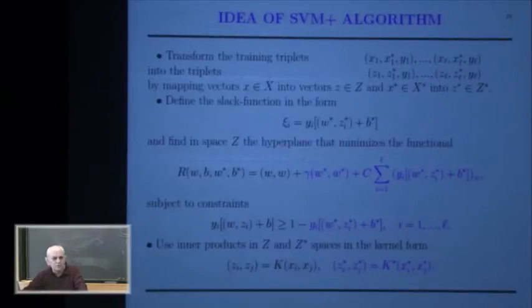Well, now I would like to introduce the idea of the SVM plus algorithm, which has the idea to estimate the slack function. I will do the following. I will transform training triplets x_i, x_i star, y_i to triplets zeta_i, zeta_i star, y_i, where zeta belongs to zeta space, and zeta star belongs to zeta star space. So I'm mapping x into zeta and x star into zeta star. I do two mappings because I would like to estimate two different functions: one for the decision function and another for the slack function.